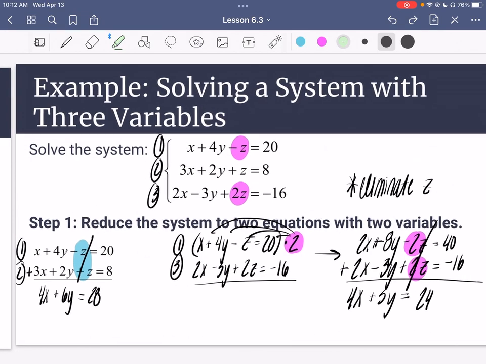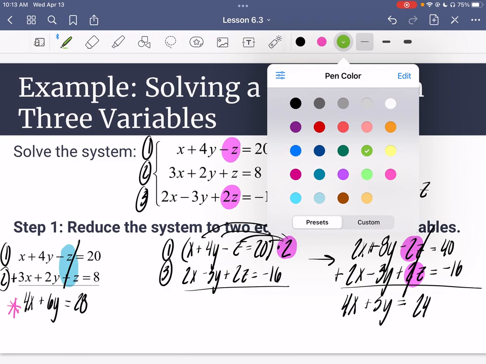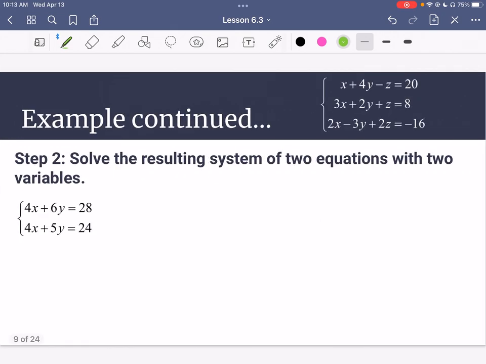Okay, so usually what I do at this step is put a star by these new 2 equations that I'm going to be using. Again, just because that can make my life a little bit easier when I go to do step number 2. So step number 2, we've got these same equations that I just wrote right here. This one's the second one, and this one was that first one. So step number 2, we solve the resulting system of 2 equations with 2 variables, and we do that like we would normally with the elimination method.